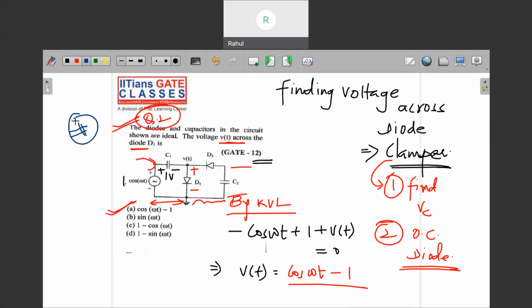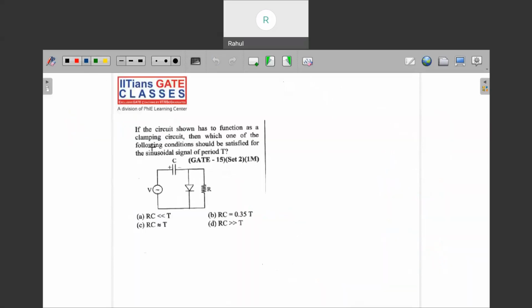Solution is understood, right? Okay, let us take the third question, again from the diode application. So let us read the question. If the circuit shown has to function as a clamping circuit, then which one of the following conditions should be satisfied for a sinusoidal signal of period T? Here they have already told you that this circuit is basically a clamper circuit, right? And what is the meaning of clamper circuit? A clamper circuit adds DC to the AC waveform, right?